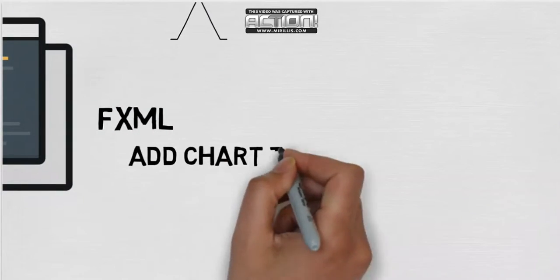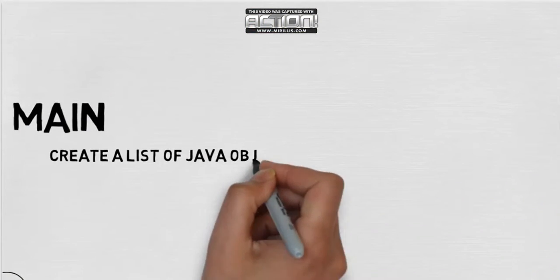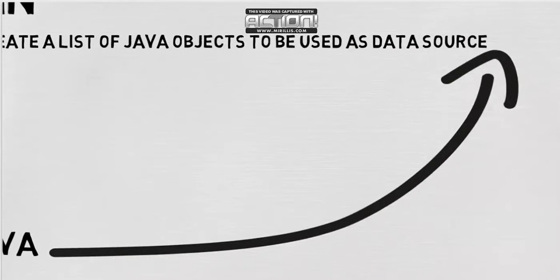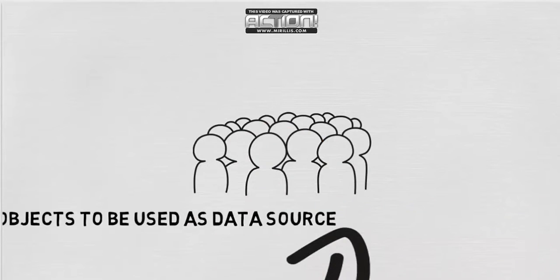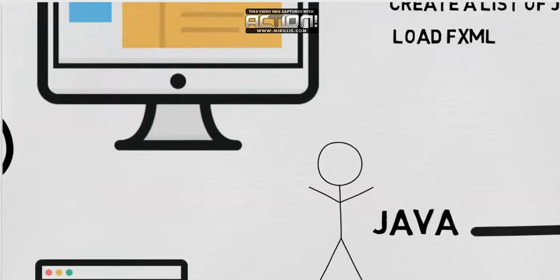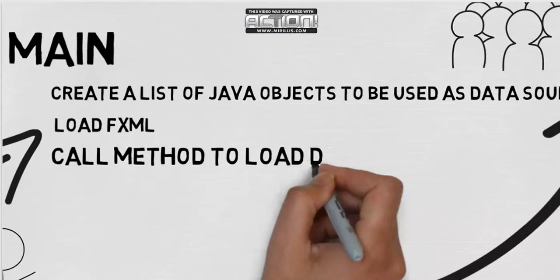Number one, we first need to add the empty Java charts into your fxml file. Now let's keep this dashboard simple and create a list of people using dummy data with the person Java class. Next, we want to load the fxml into the main Java application. And now we want to call on your methods to load data into the Java charts.